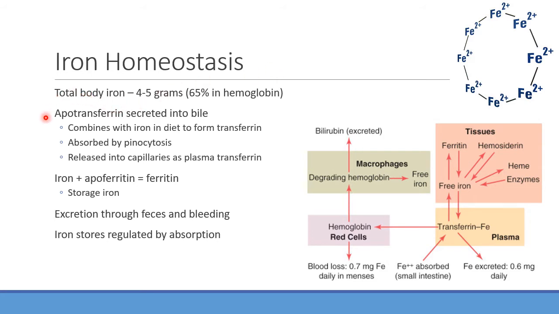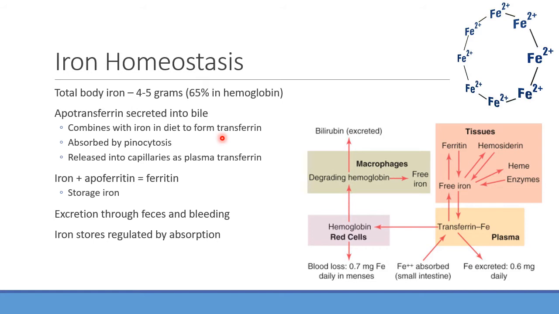basically the way we're going to be absorbing this is with apotransferrin. This gets secreted into the bile, so it comes out of the biliary tract and combines with the iron to form transferrin. Transferrin itself can then be absorbed through pinocytosis through the GI tract, and then it gets released as plasma transferrin. So when apotransferrin plus iron, then you're going to get that plasma transferrin.